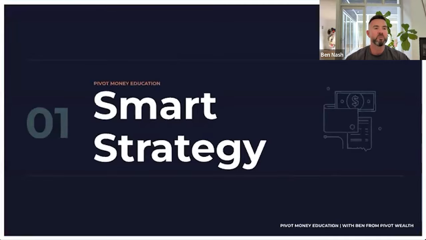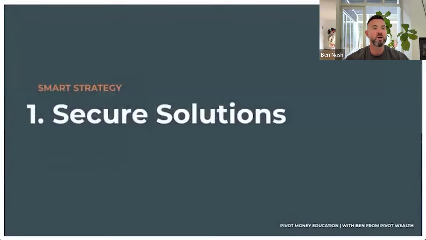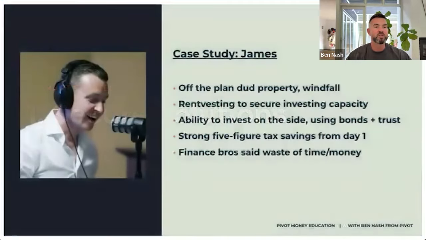All right, so the first one, and I'm going to dive straight in. We're going to talk about smart strategy. And as I touched on in that model, there are three elements to smart strategy. The first one is secure investments. I'm not going to talk about that in too much detail today, but I wanted to share this case study from a client of ours, James, that shows this stuff in practice.